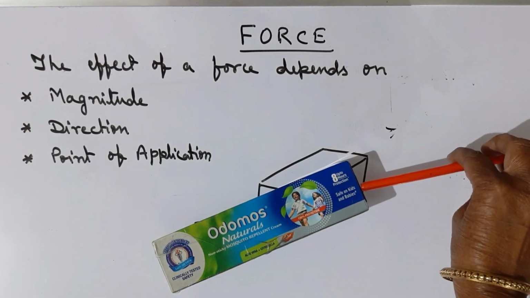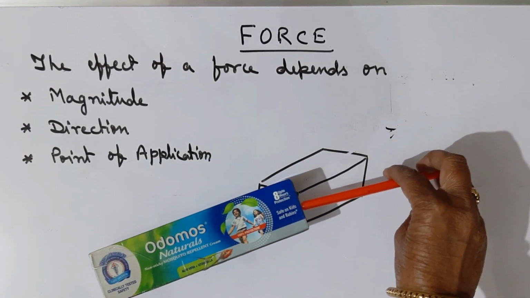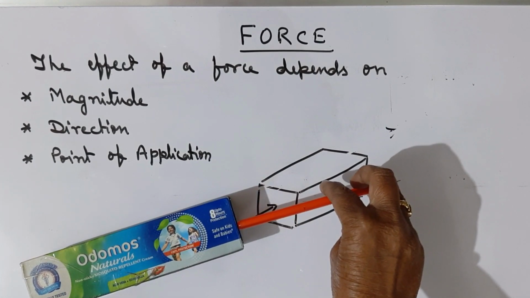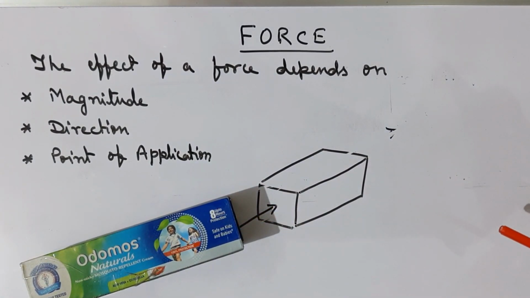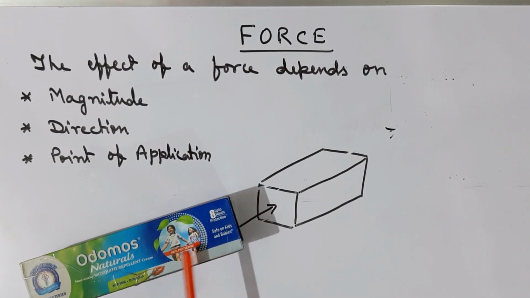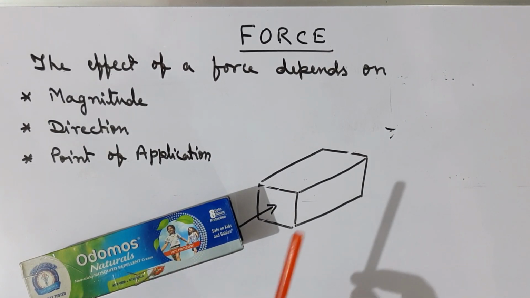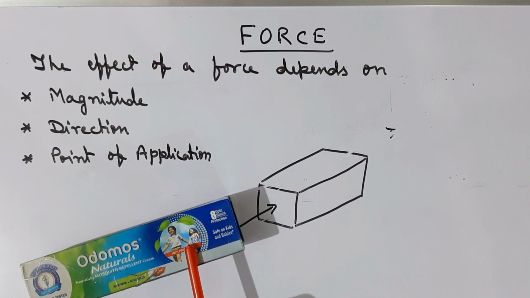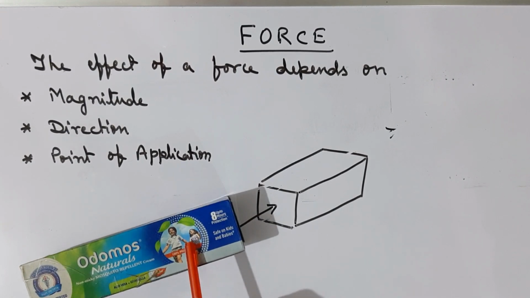Similarly, if I push this object and all of a sudden I stop pushing it or I withdraw the force, what happens then? Again it stops. So the force here is necessary to produce the motion. Larger the force, larger will be the speed of the object.